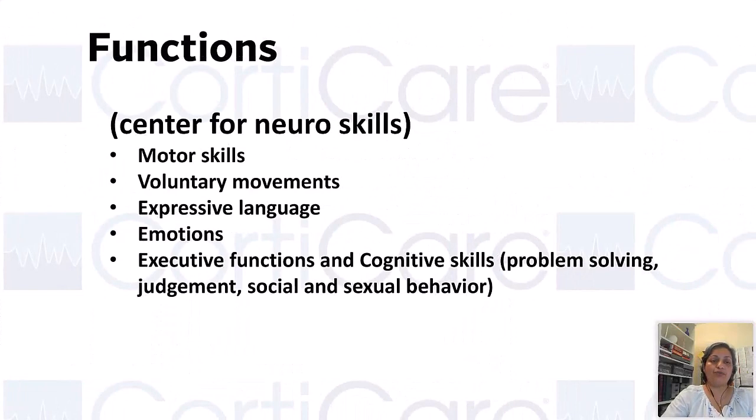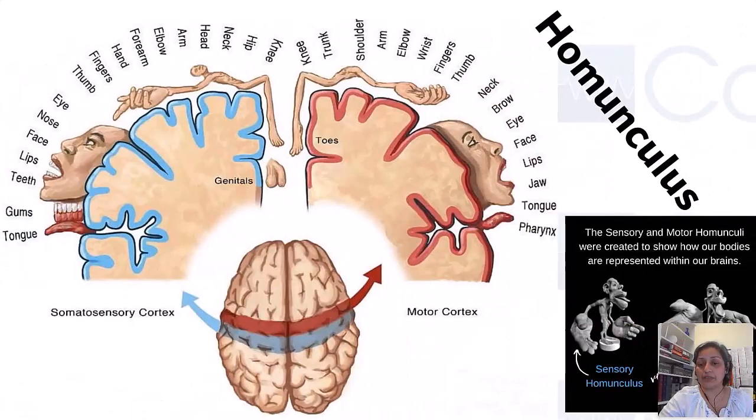Coming to the functions of the frontal lobe, it is a center of executive function and cognitive skills. The motor strip lies right in the frontal lobe, so all the motor functions are controlled by the frontal lobe: voluntary movements, expressive language due to the presence of Broca's area, emotions, problem solving, judgment, social and sexual behavior. How to behave, when to behave, and how to behave where you are. It's all about the functional nature of the frontal lobe. The frontal lobe is definitely one of the largest and has the second most seizures.